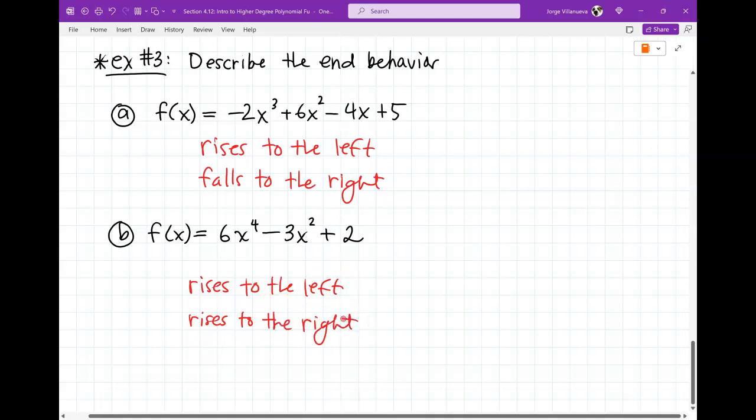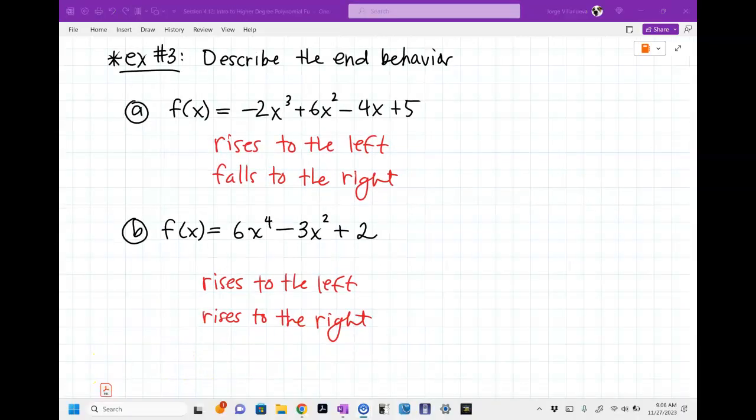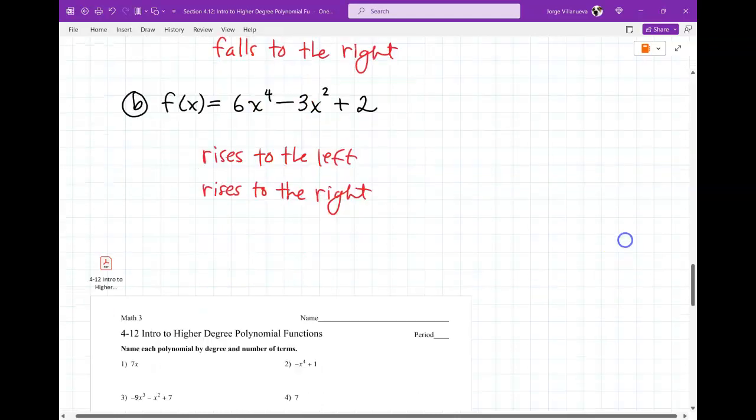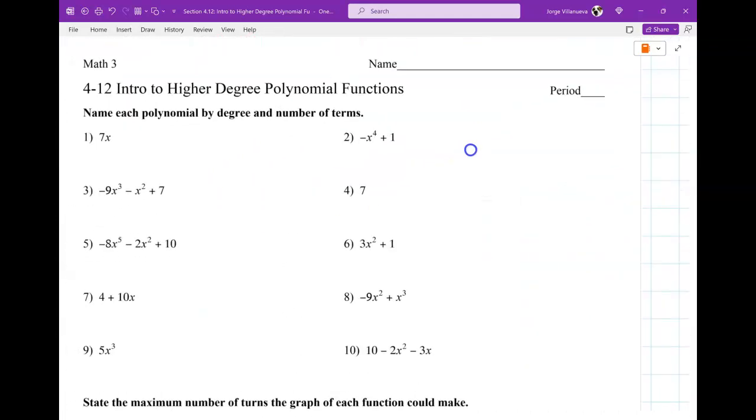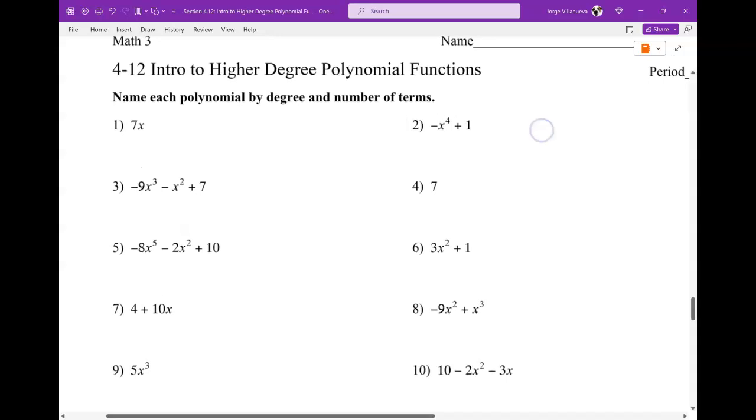And that's it. You guys have like 6 questions like that where you're just going to have to look and identify. Okay? All right, so on your homework, let me just kind of show you this. Here are the first 10 that I told you. It just says name the polynomial by degree. So number 1, the highest degree is x to the first. So that's linear, okay? Number 6, 3x squared plus 1. The highest degree is a 2. So that'd be quadratic, okay?